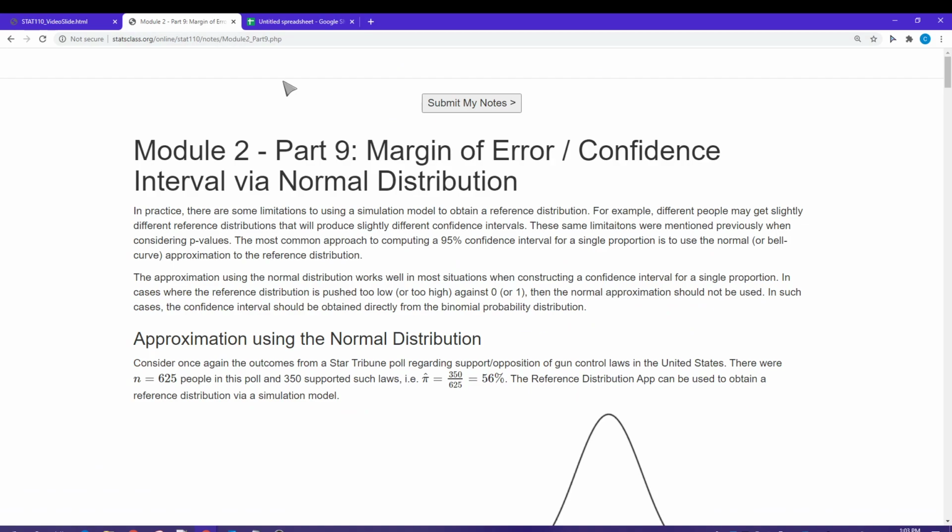So in Module 2, Part 8, we looked at obtaining the margin of error and confidence intervals using a simulated reference distribution. Here we're going to be using the normal distribution to obtain those quantities.